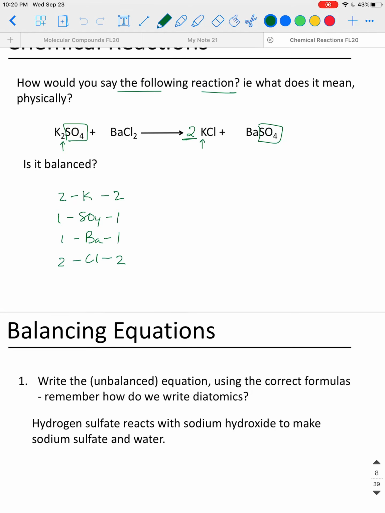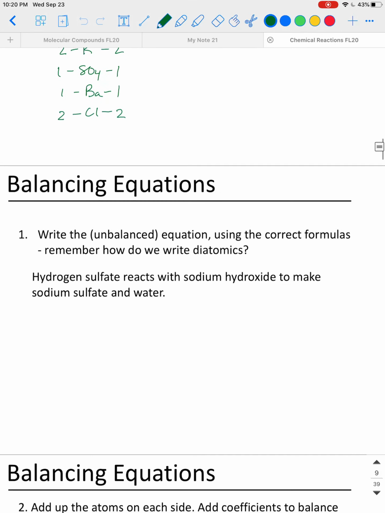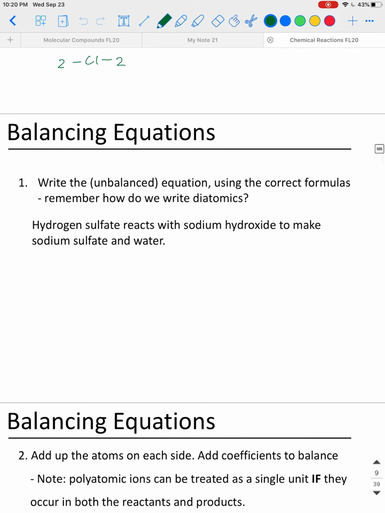Okay, so we are going to pick back up with how to balance chemical equations. As I mentioned, there are 4 rules we're going to use to help guide us with balancing. So here's rule number 1: you need to correctly write the unbalanced equation. So we need to use correct formulas.